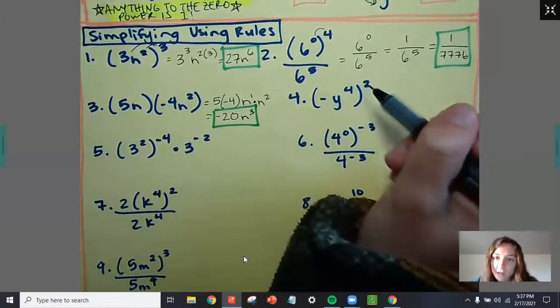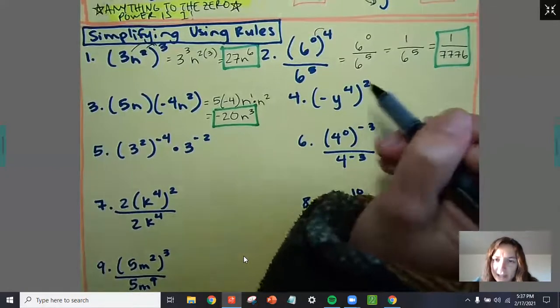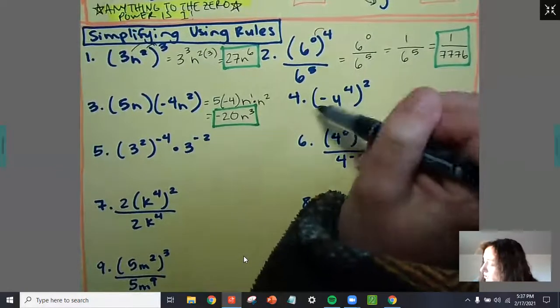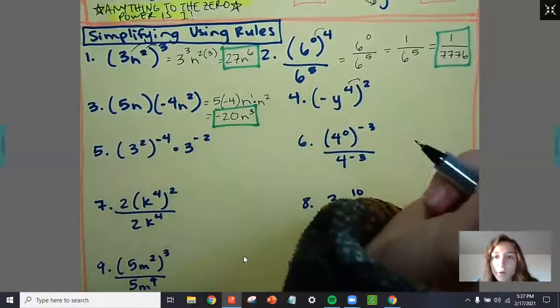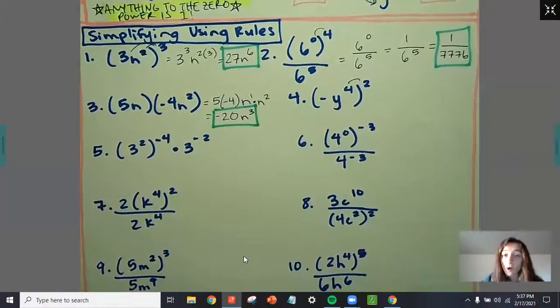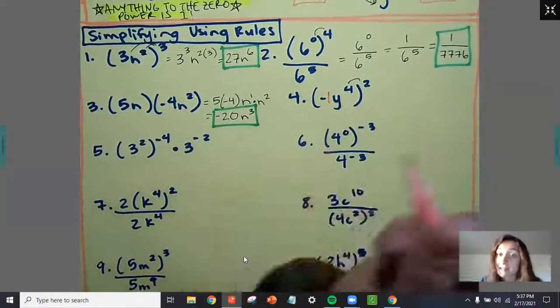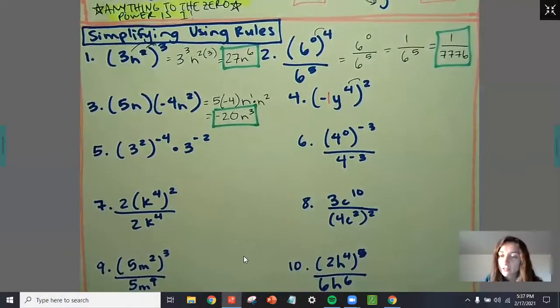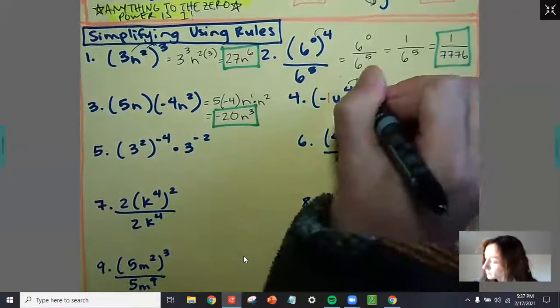All right, moving on to the fourth one, we are distributing here. And this one is a little bit strange because it looks like we only distributed to the y. But what you don't realize is that there's actually a 1 out in front of this. This is negative 1. So we are going to have to distribute the 2 to the negative 1 as well.